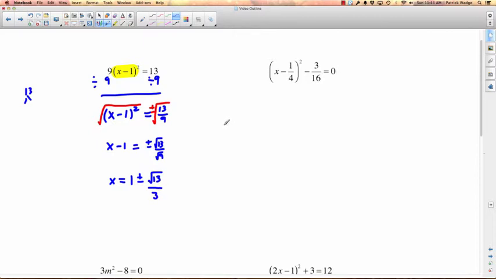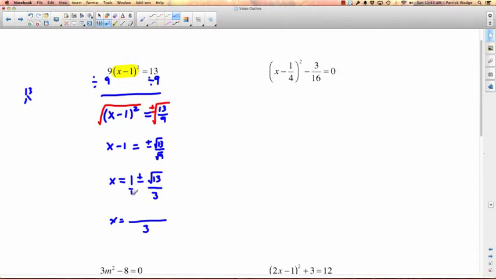Now, there actually is one more step you can take. I won't insist on it, but if you want to make it look even nicer, what you could do is get just a single denominator. Put it all over the same denominator. Put it all over 3. Now, in order to do that, think of this 1 as being 1 over 1.